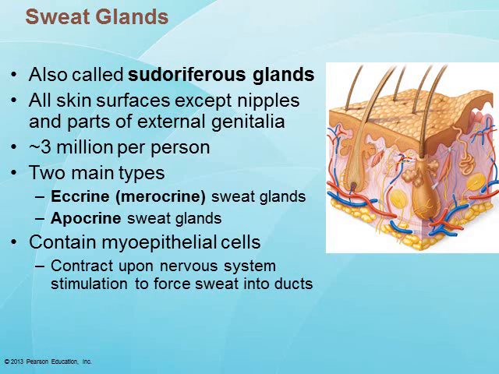Okay, so this gland is almost everywhere on your skin. Okay, all skin surface except like a nipple or external genitalia. Most other parts of your skin have sweat glands. Every person may have 3 million sweat glands on your skin. Okay, so those are the pores. You see the small pores? That's a sweat gland, which is in between the hairs.